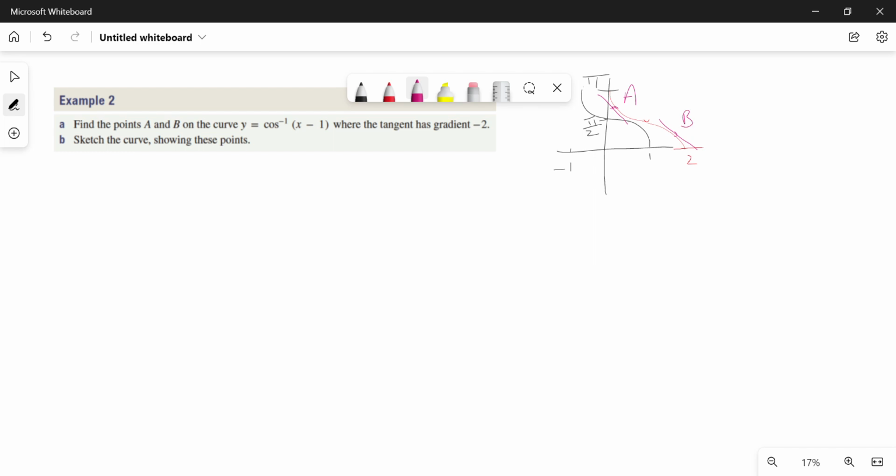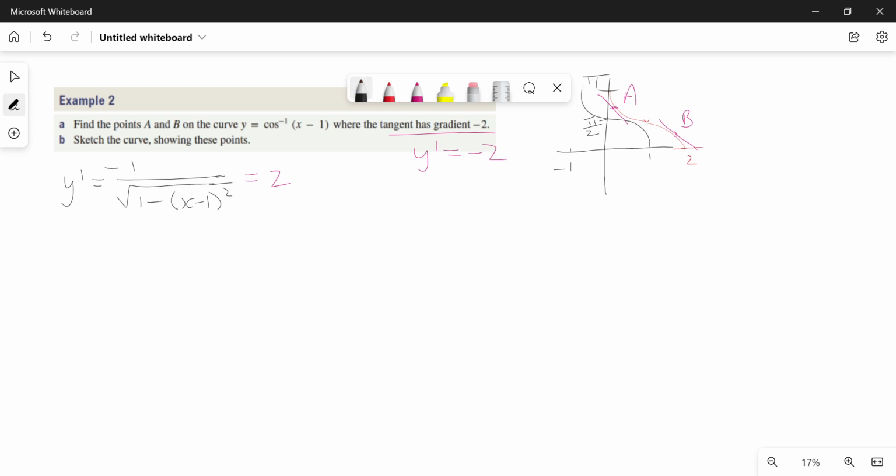Alright, so in order to find those, we're looking at where the tangent has a gradient of -2, so y dash would equal -2, so let's find y dash first. If we're looking at inverse cos curve, we know from our formula booklet that it's the same as the inverse sine but with a negative for inverse cos, so I'll just put a negative out front. And then the function is x minus 1, and the derivative of that function is 1, so we're all good here. So we're looking for where the derivative is equal to -2.